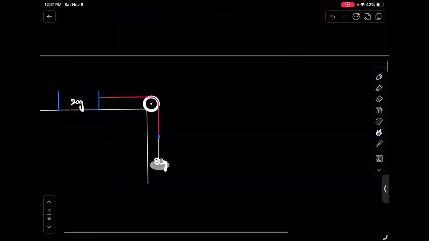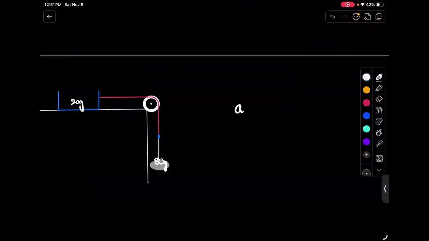Now, last thing for you. Calculate the acceleration of this one. So 80-gram plates over here and 20-gram plates over here. Calculate the acceleration for this setup. You've got 2 minutes.